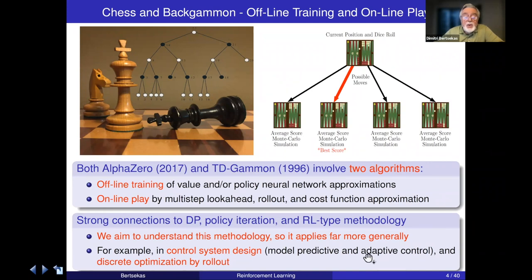And we are also going to apply this methodology to discrete optimization problems, like the kind of problems that people in operations research or combinatorial optimization are interested in. So all of this is going to be part of the playing field within which we're going to apply the ideas behind AlphaZero and TD Gammon.